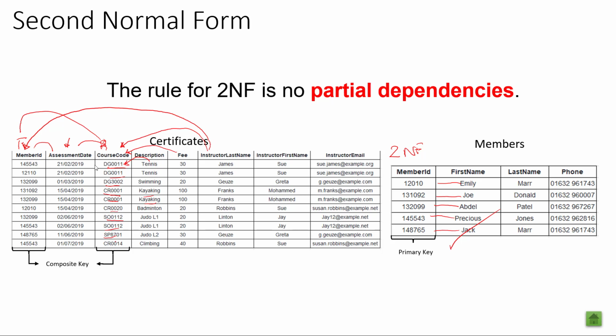Then 22110, who's not in my table, don't know who that is. They were taught by Sue, right? Other people like Joe. Joe was taught by, I can't even say that name, Greta Gause, right? So that means they are dependent on the member ID and the course code. So instructor first name and instructor email, they'd all go together. So, cutting a long story short, that is also dependent on the course code and also dependent on the member ID. Course code, member ID.